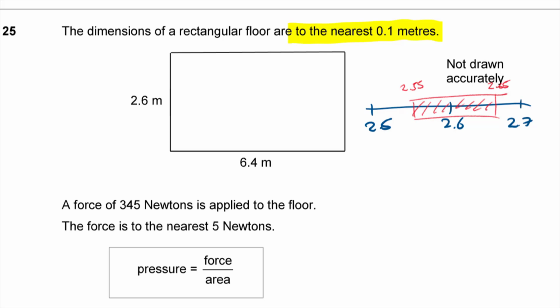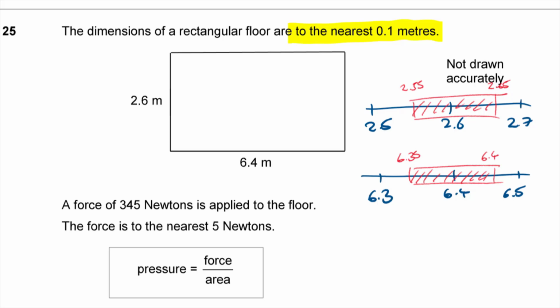If I have a look at the length, I do the same thing. 6.4 in the middle, one more would be 6.5, one less would be 6.3. So the values that are going to round to 6.4: 6.35 is the lower bound and 6.45 is the upper bound.